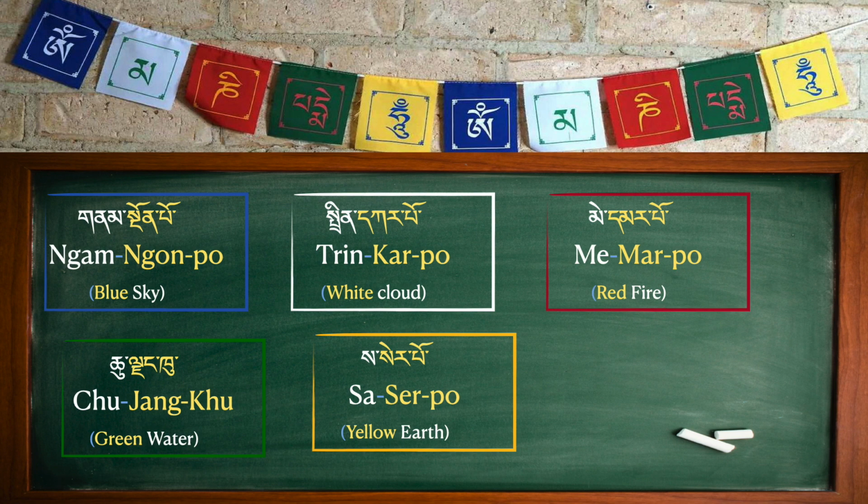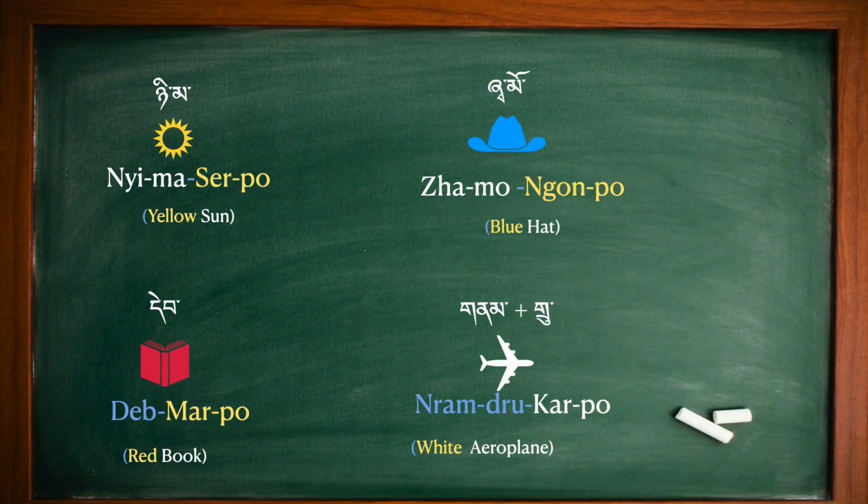Now let's use these color adjectives for some of the vocabulary we have learned in the previous linking verb class. So Nima is sun in Tibetan. So yellow sun is Nima serpo. Book in Tibetan is thep. So red book is thep marpo.